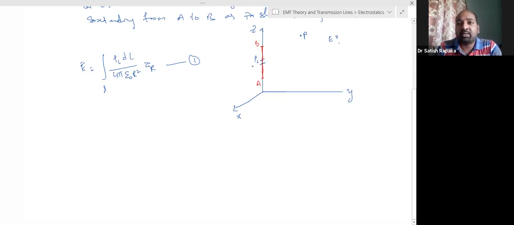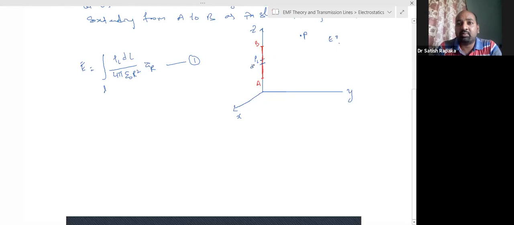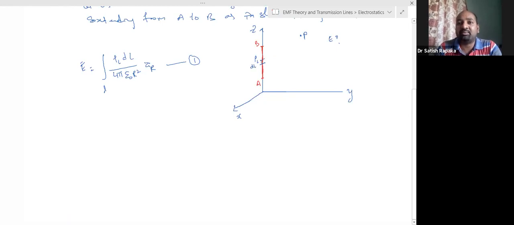Let us say the length is dl, a differential length dl. If we consider the electric field within this length, we can determine the electric field over the entire length. How? By integrating from point A to point B, we will get the electric field over the entire length.